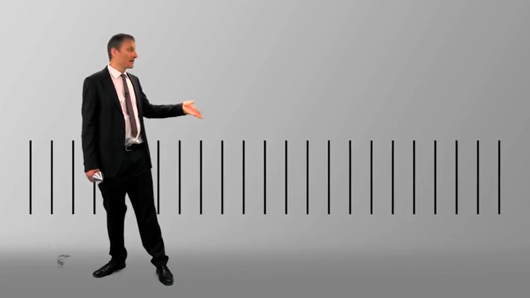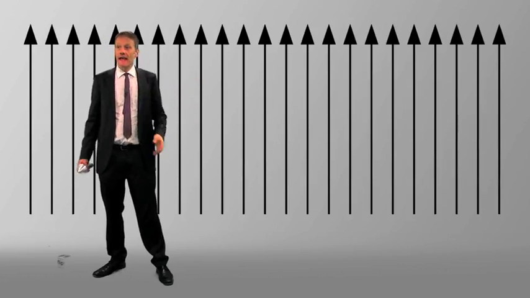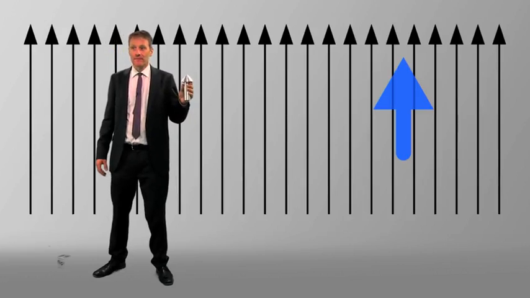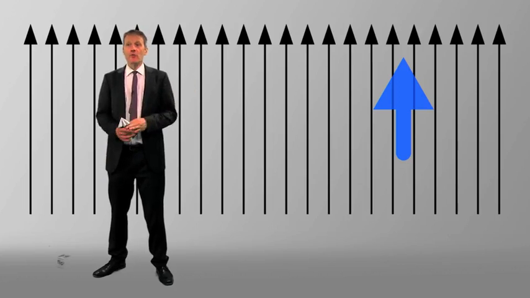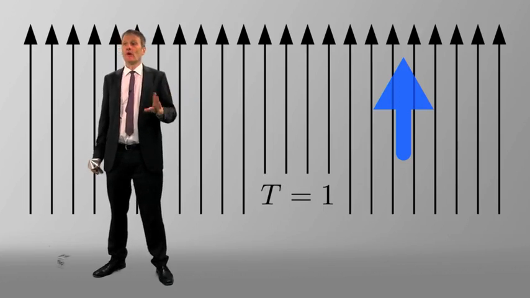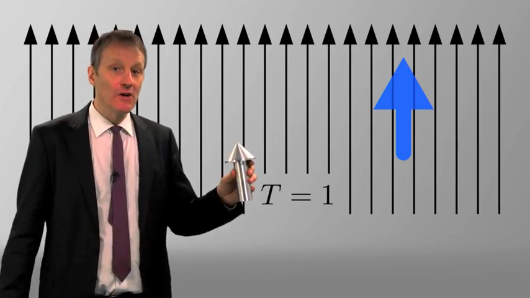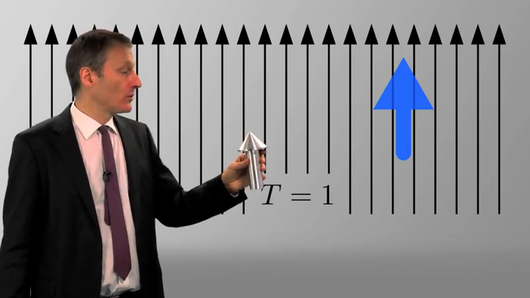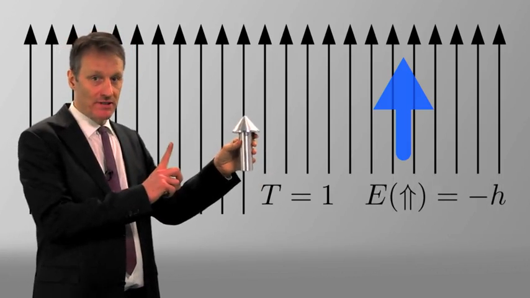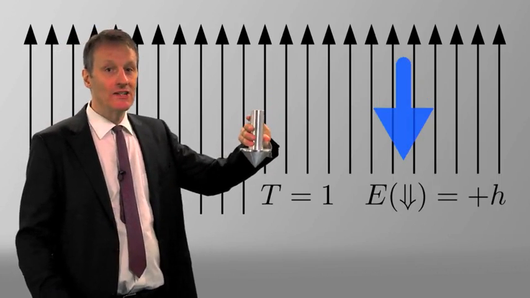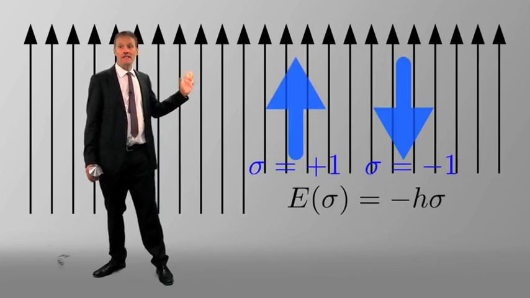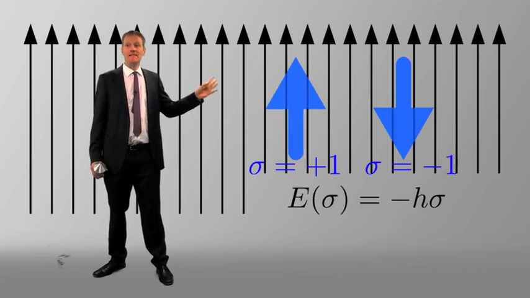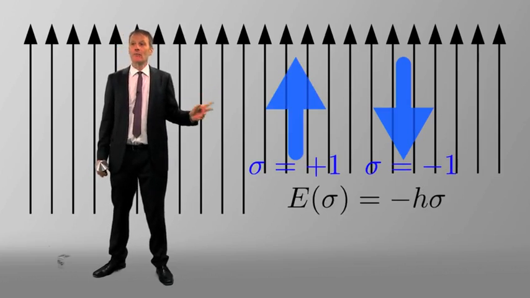To begin with, let us consider a magnetic field as shown here and a single Ising spin whose dynamics we want to study. We set the temperature equal to 1 and the energy of this spin is equal to minus h if it is up and is equal to plus h if it is down. In short, the energy of sigma is minus h times sigma, where sigma can be plus or minus 1.